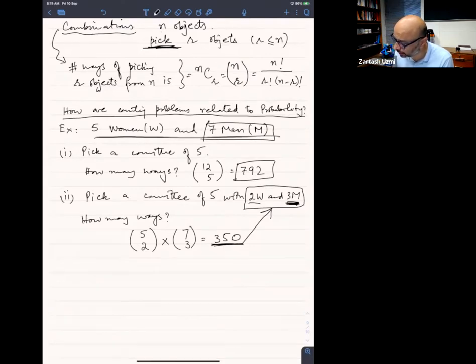Okay. So there are 350 ways of picking a committee with 2 women and 3 men, and 792 ways of picking any 5 people. So the chances that you will pick a committee which will have 2 women and 3 men is 350 such committees out of a total of 792 committees. So the chances that you will pick something which comprises 2 women and 3 men is 350 divided by 792.